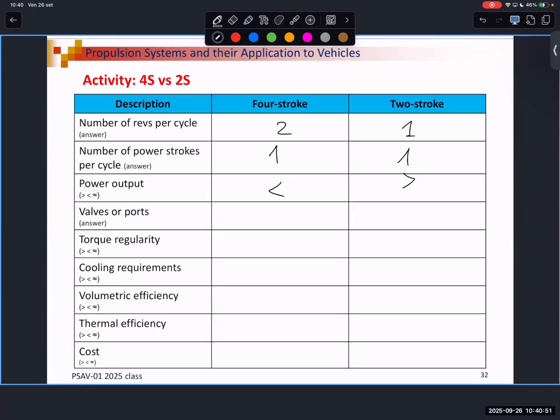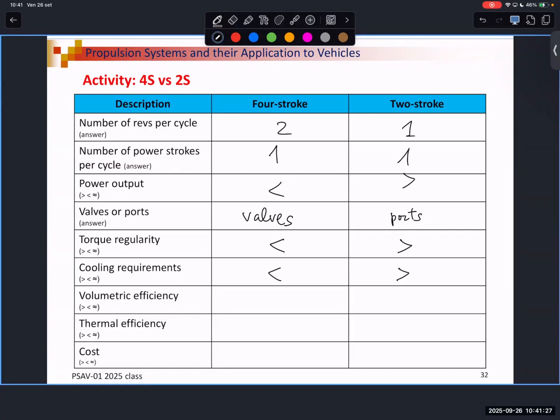Valves or ports. 4 stroke, what we generally have: valves. And 2 stroke, what we generally have: ports. We can also find some exceptions, especially for 2 strokes. Torque regularity, which has a higher torque regularity? 2 stroke has a higher torque regularity. Cooling requirements, what do you think is higher? This is a higher cooling requirement because 1 power stroke every 2.